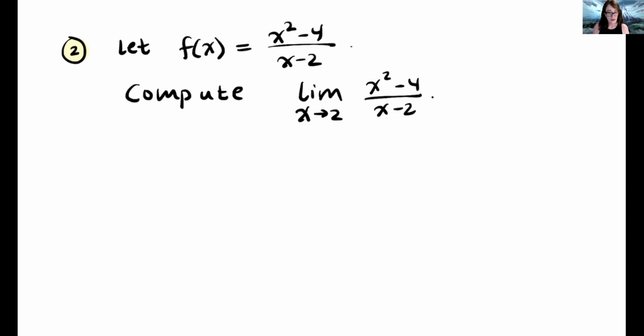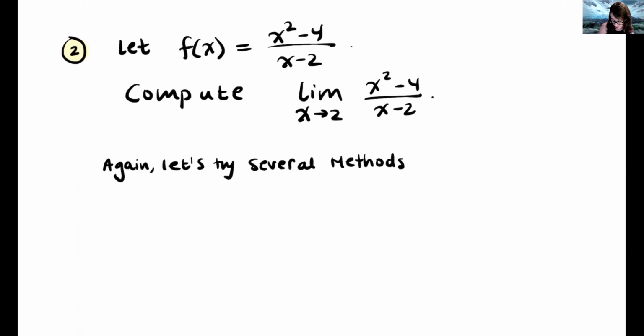So again, let's try several methods. Again, this isn't necessary in general, but I think it's good to have two examples that we go into depth with, so we can see how everything is connected and getting to the same idea. So direct substitution.